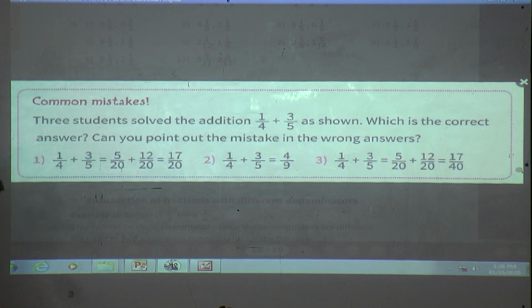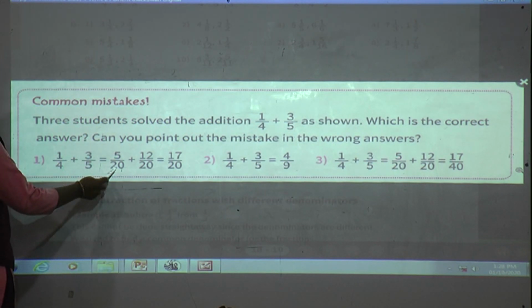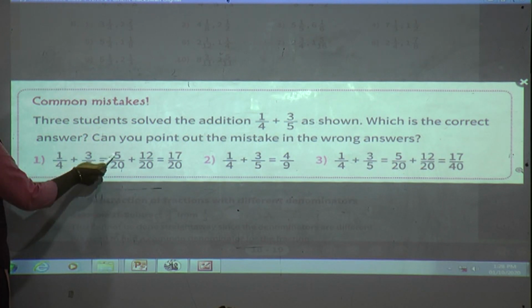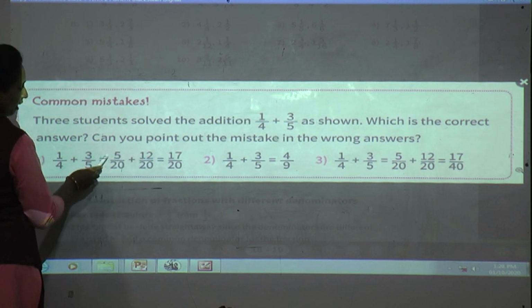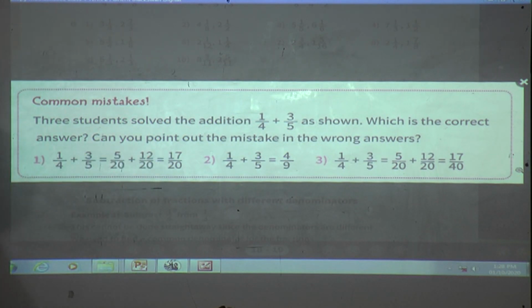So first student, how did they solve? See, 5 4s are 20, 5 1s are 5, 3 4s are 12. So 20 in common, 12 plus 5 is 17. Is it correct? Yes, correct.